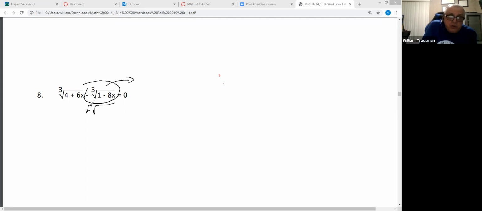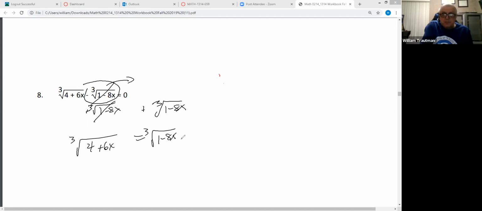Add the third root of 1 minus 8x. That turns to 0, and I'm left with the third root of 4 plus 6x equals the third root of 1 minus 8x. Okay. So I just took that third root over to the other side.